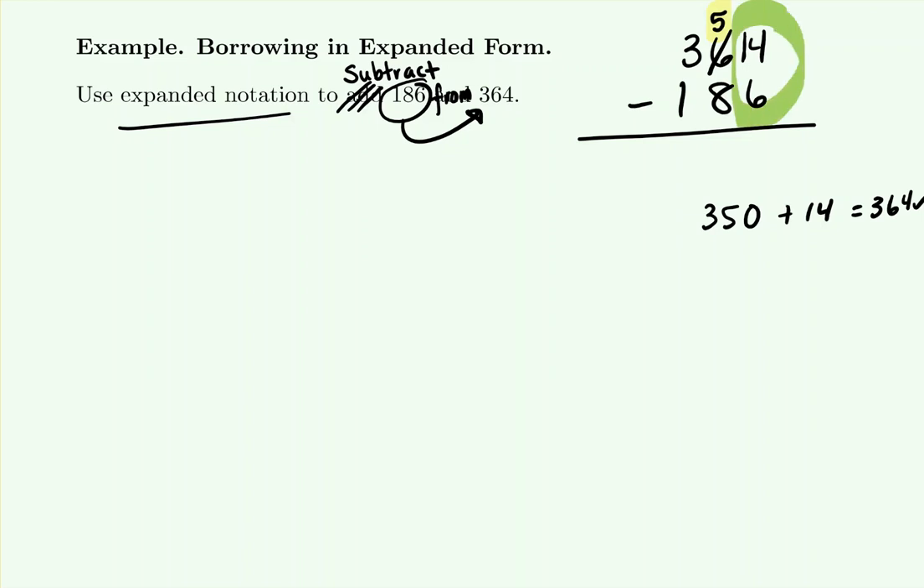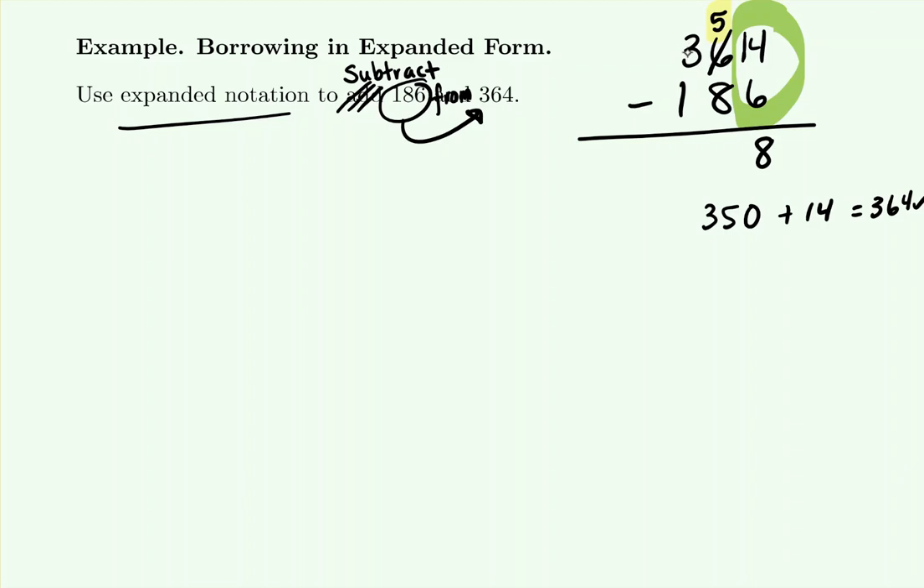What is 14 ones minus 6 ones? That would give us exactly 8 ones. Okay. And then here we think about this 5 minus 8. But what's really going on here is we've got 50 and we're subtracting 80. We can't do that because we can't take away 80 from 50 without going negative.